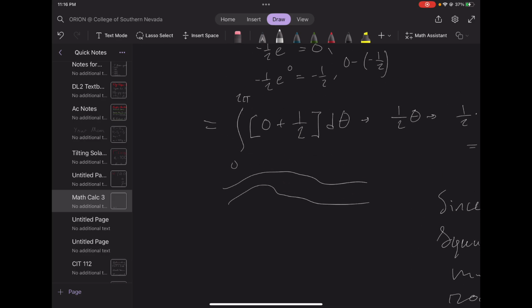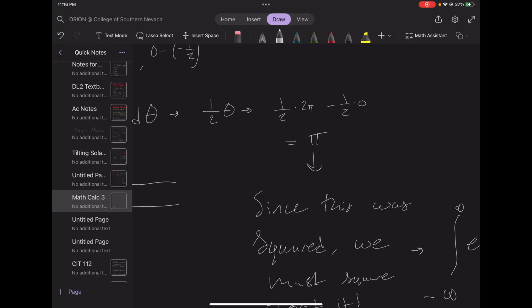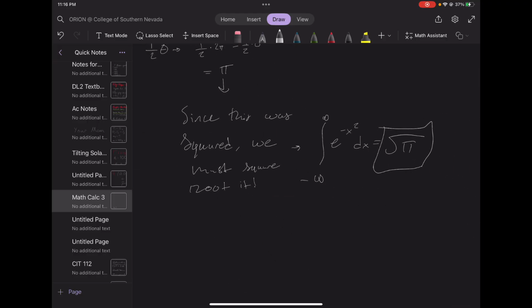Then the integral of that from 0 to 2 pi: the integral of 1/2 is a constant, so it becomes 1/2 times the variable theta. When we plug in 2 pi and 0, we get 1/2 times 2 pi minus 1/2 times 0, which is just pi. And the cool thing I found in the end is that since the entire thing was squared initially, we have to take the square root. When we square root our answer, we get the square root of pi, which is exactly what we started with.